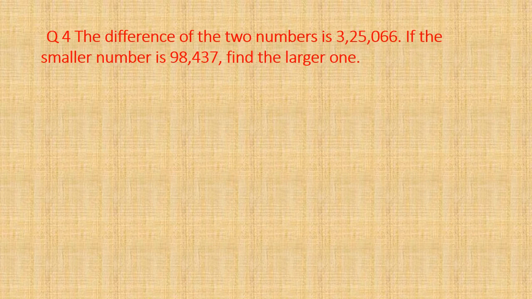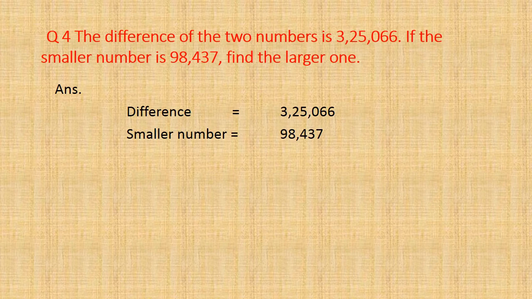Question number 4. The difference of the number is 3,25,066. If the smaller number is 98,437, find the larger number. As in this question difference is given plus your subtrahend is also given. Now we have to find out the minuend. So difference is equals to 3,25,066. Smaller number will be 98,437.